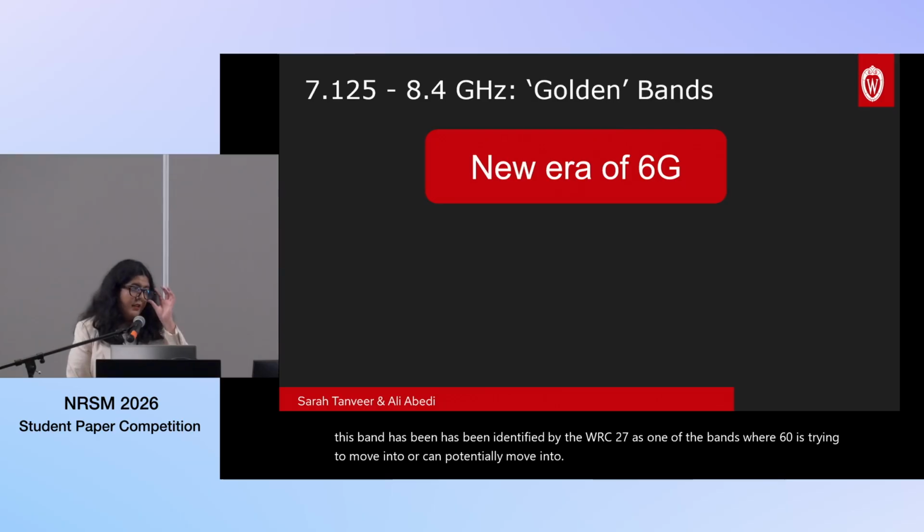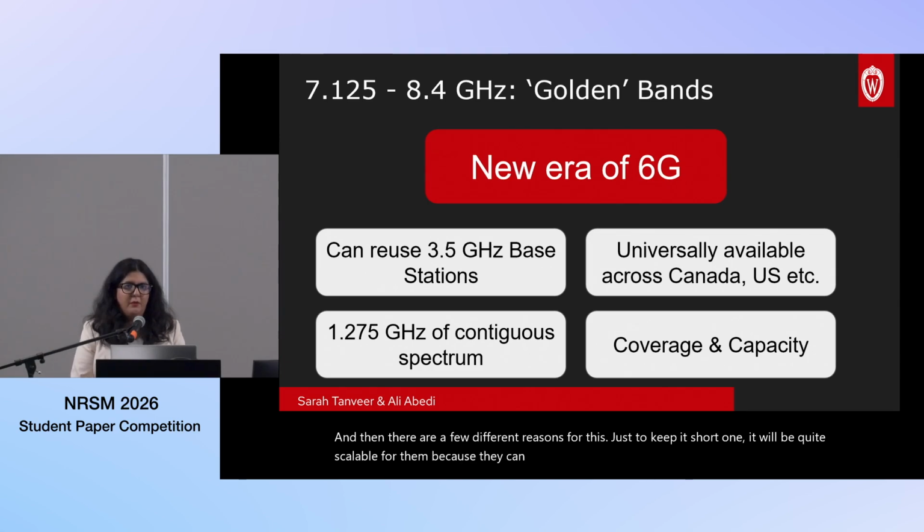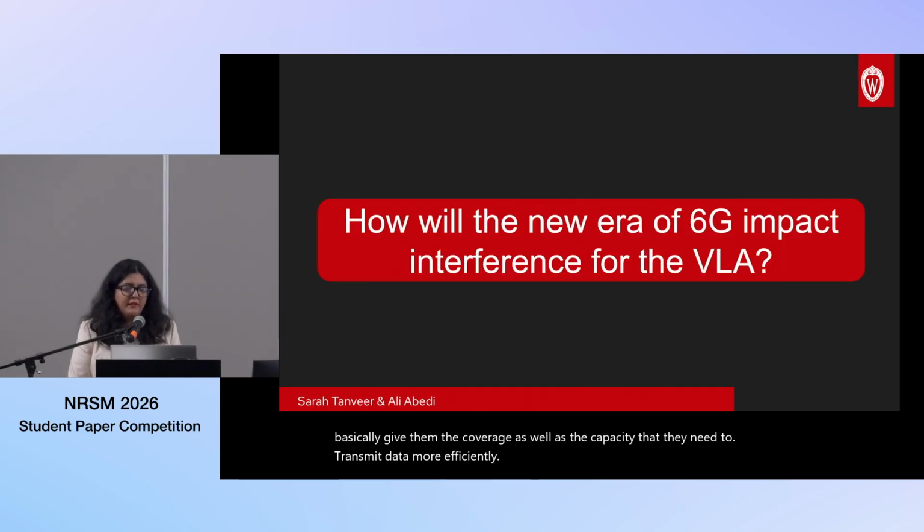And there are a few different reasons for this. Just to keep it short, one, it will be quite scalable for them because they can simply reuse base stations that do exist already. This is one of the few bands that is universally available in a few different regions. And this band can basically give them the coverage as well as the capacity that they need to transmit data more efficiently.